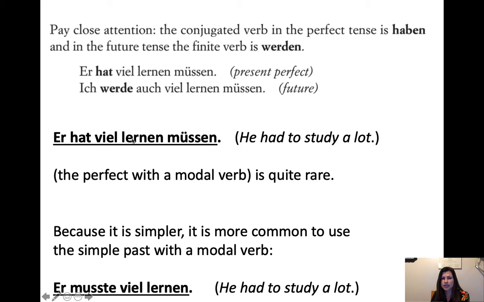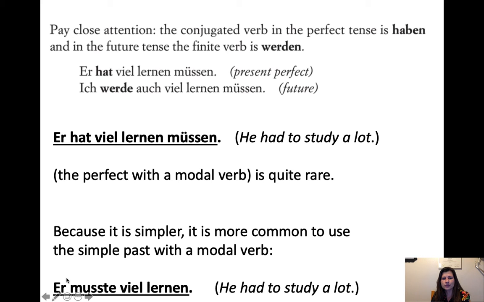You will encounter it sometimes. It's definitely out there, and you might have to translate it at some point, right? But the more common form is actually with the simple past with the modal verb, as opposed to the perfect with a modal verb. Because look at how much easier it is. Musste viel lernen. Musste is in the simple past, and so it means the same thing. He had to study a lot.